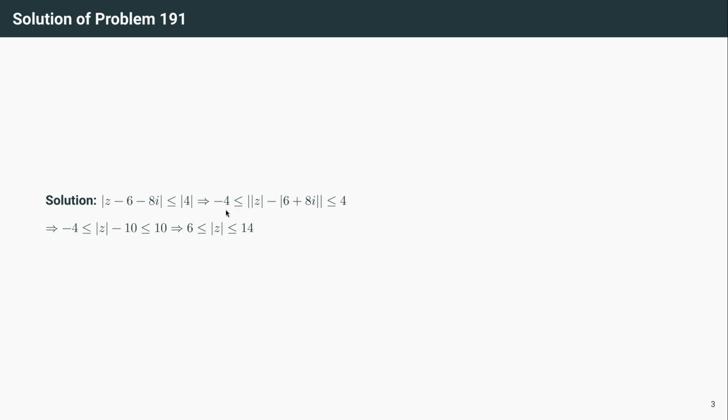There is a mistake. This 10 should have been 4. The modulus of 6 plus 8i is 10, so we take out these two from modulus. So we will have minus 4 less than or equal to mod z minus 10 less than or equal to 4. This is 4. Then we take 10 to the right and to the left, and we will have 6 less than or equal to mod z less than or equal to 14.